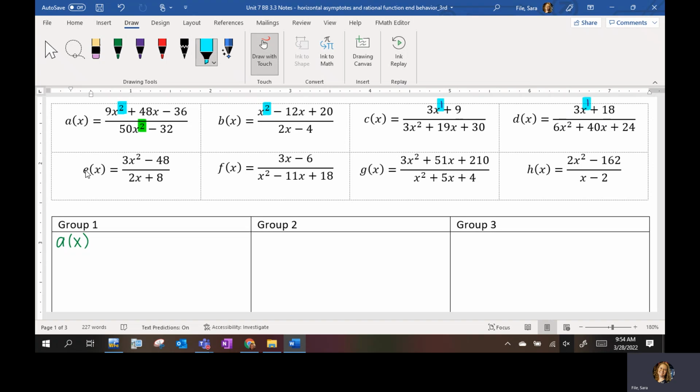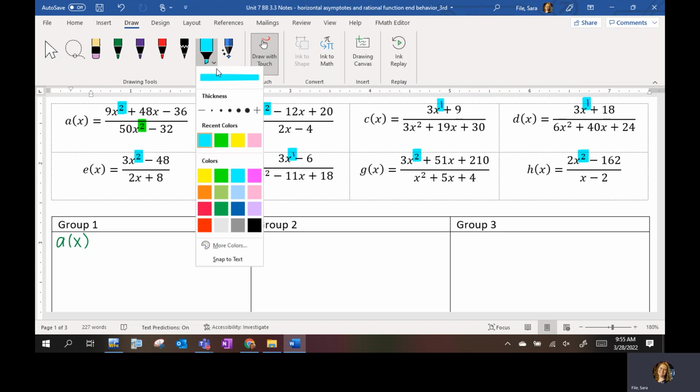Okay, what about in e of x? The degree of the numerator. In f of x? 1 again. And in g of x? 2. H of x? Good. So these were all actually in descending order. So they all actually were the lead term, which was nice.